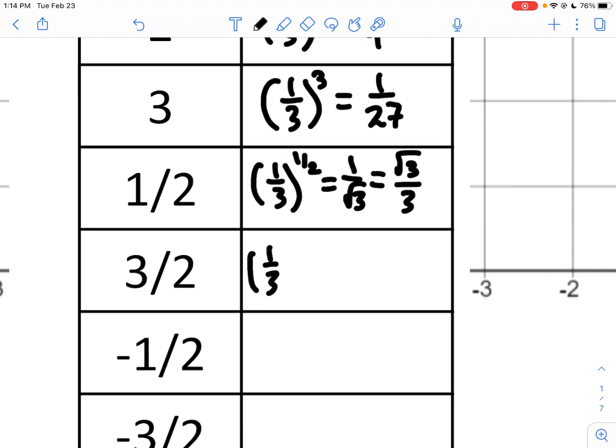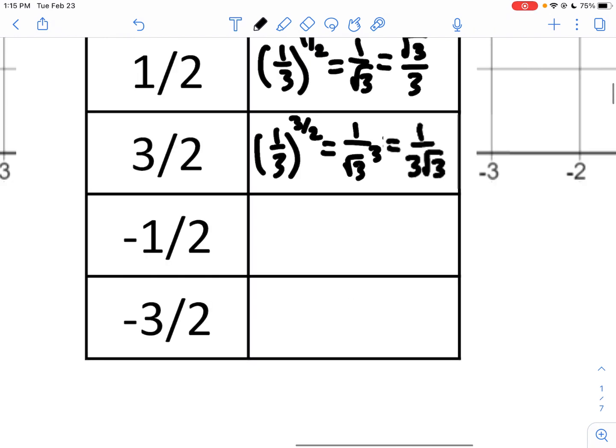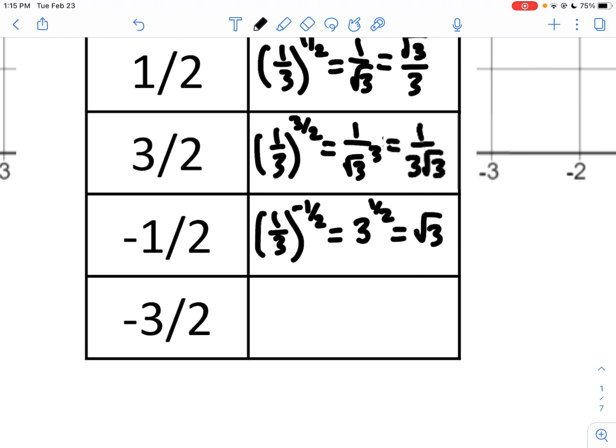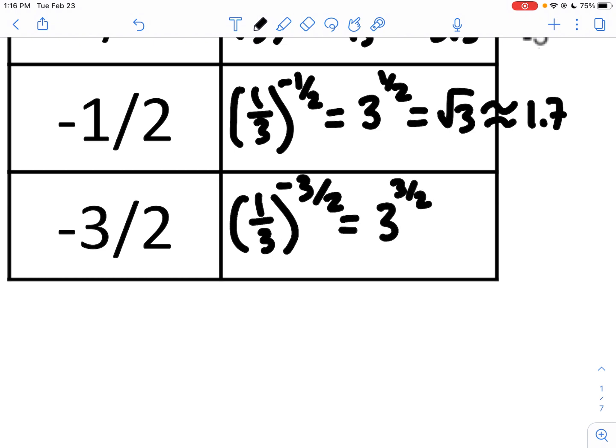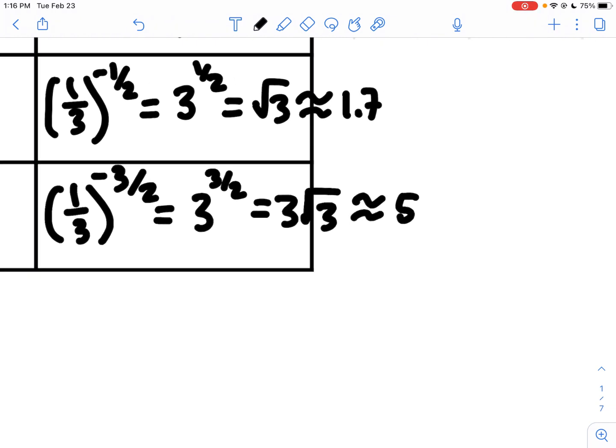If I do 1/3 raised to the 3/2, that means I'm going to do the square root of 1/3 and then cube that. So it's effectively going to be 1 over the cube of the square root of 3. That's going to be 1 over 3 radical 3. When you have 1/3 to the negative 1/2 power, first make that a positive half power by doing the reciprocal of the base, and 3 to the 1/2 is just rad 3. Well, that's about 1.7. Now let's do the last one. If you have 1/3 as the base and you're raising it to the negative 3/2, this means you're going to do 3 raised to the 3/2, which is the square root of 3, then you cube that, which is 3 rad 3. And since rad 3 is about 1.7, this is about 5.1.